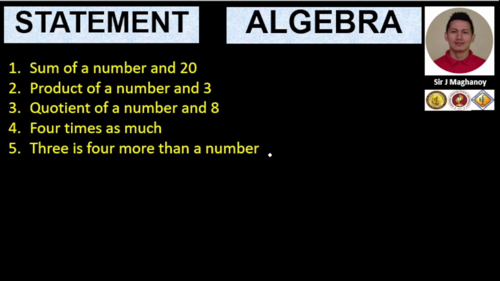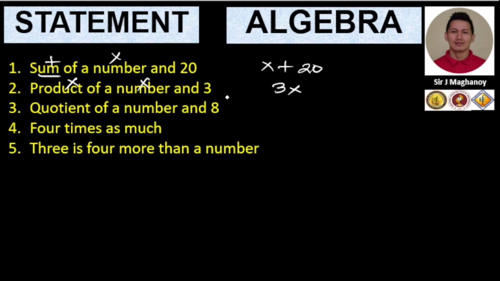Okay, so the sum of a number and 20. So we have a number. If we assume x is our number, so that is the sum. Sum means plus, right? So sum of a number and 20, that is our algebraic form. How about the product? Don't forget, product means multiplication. If x is our number, the product of a number and 3 means multiplication, so that is 3x.